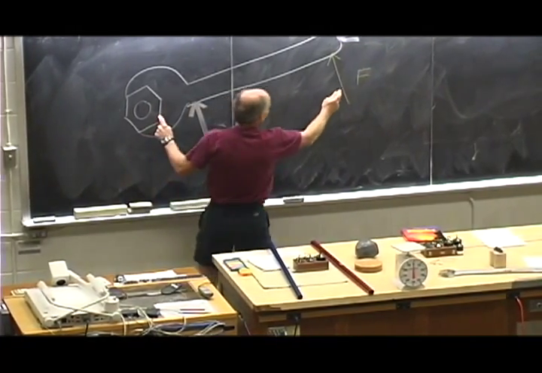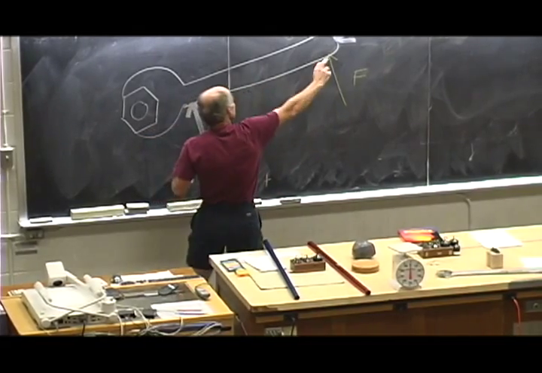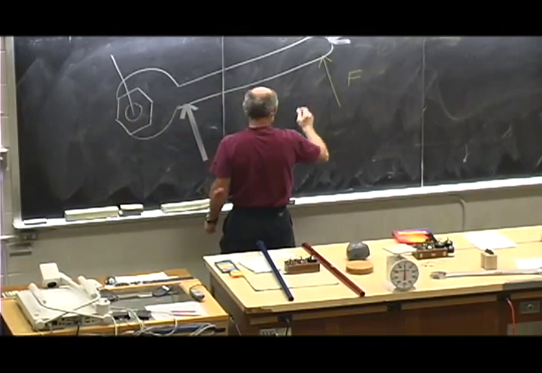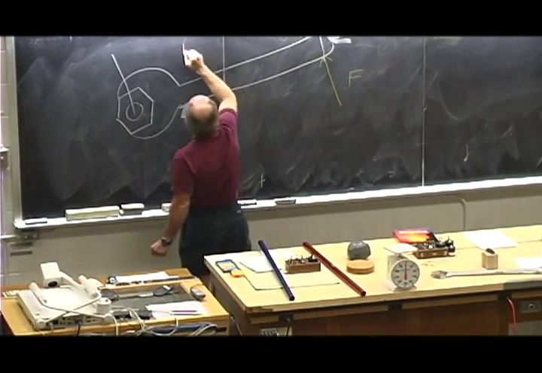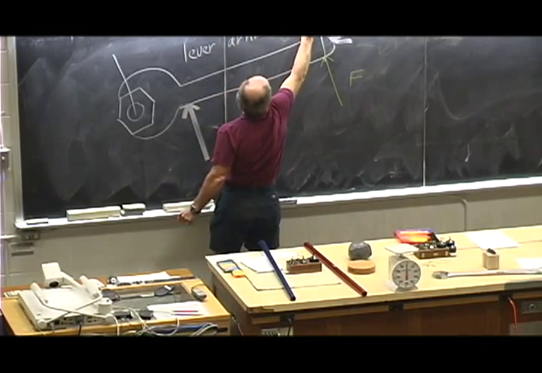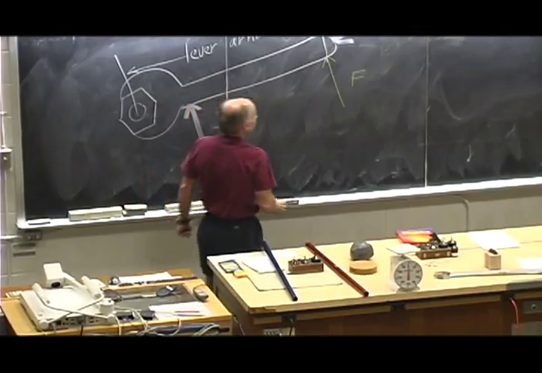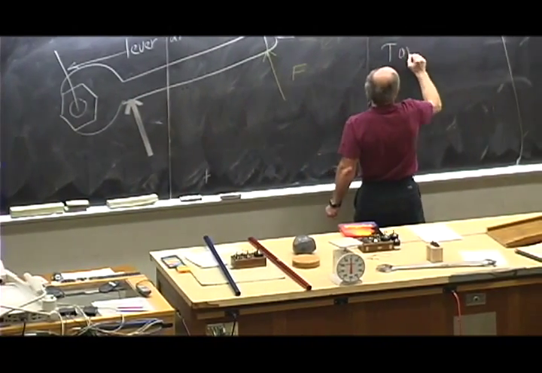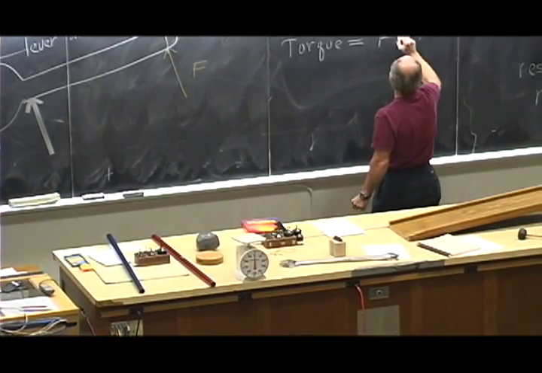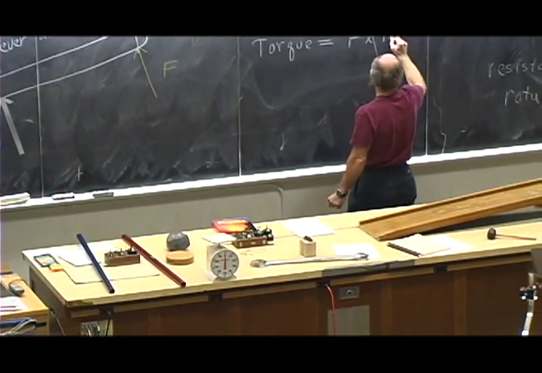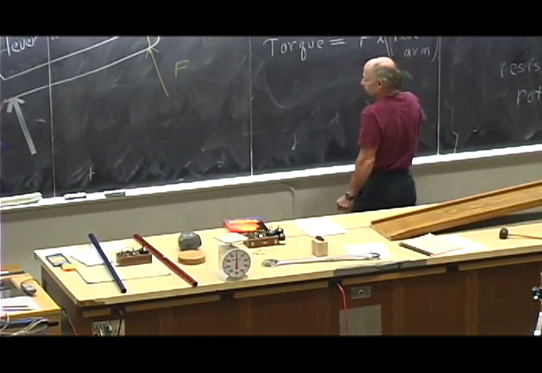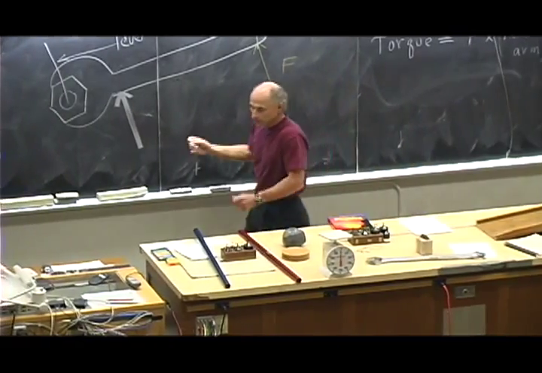So torque needs both a force and this distance. The book likes to call this the lever arm. Lever arm, which kind of makes sense. It is like a lever, isn't it? So the torque is actually dependent upon two things. It's the force times this lever arm. The bigger the force, the bigger your torque, and the bigger your lever arm, the bigger your torque.